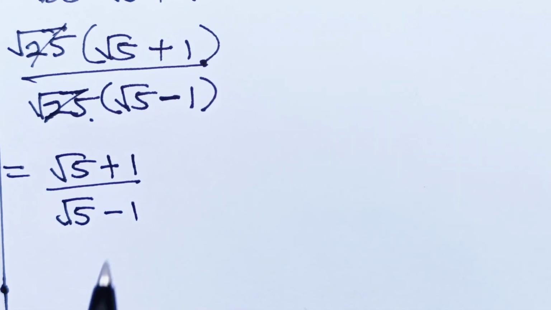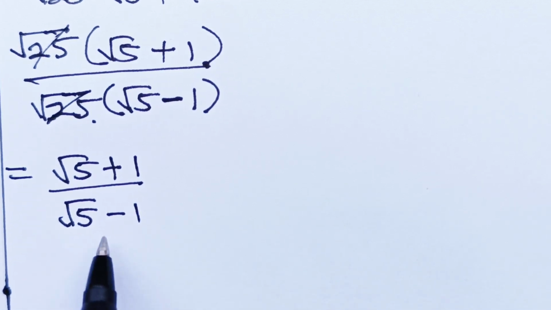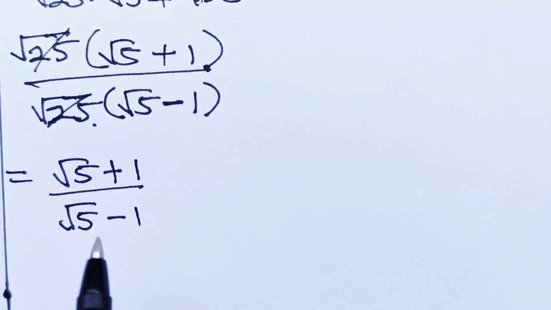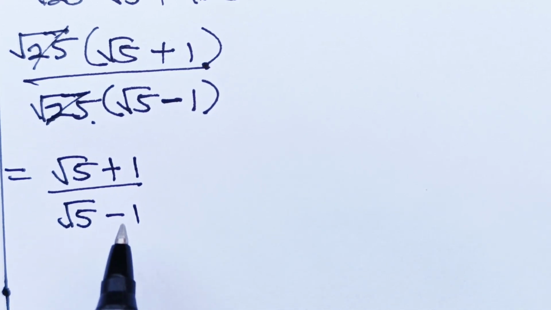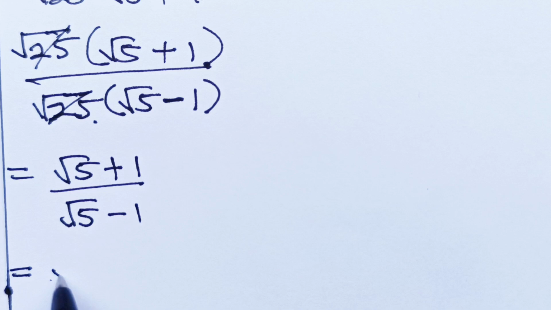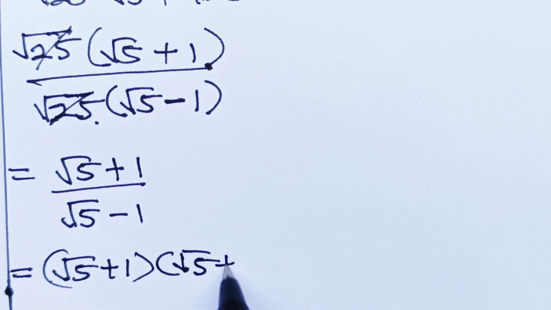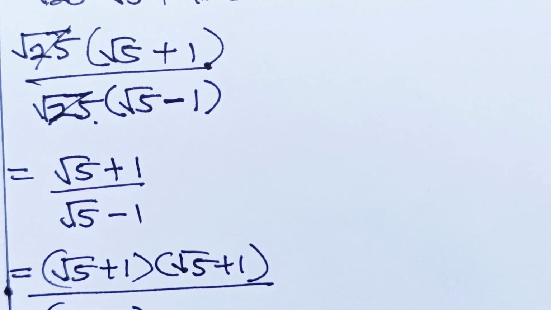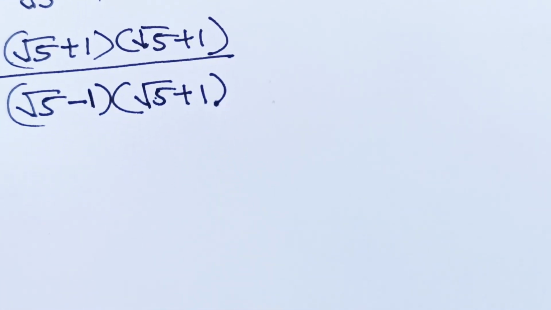Okay, now we have this surd as the denominator, so we need to rationalize this denominator, and to rationalize the denominator we need to multiply the numerator and the denominator by the conjugate of this denominator. Now the conjugate of this denominator is root 5 plus 1, so we can now write this as square root of 5 plus 1 multiplied by root 5 plus 1, divided by square root of 5 minus 1 multiplied by square root of 5 plus 1.